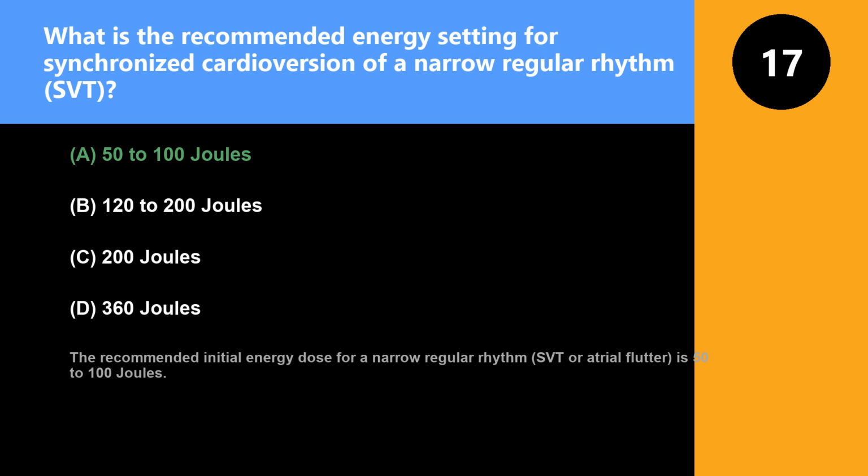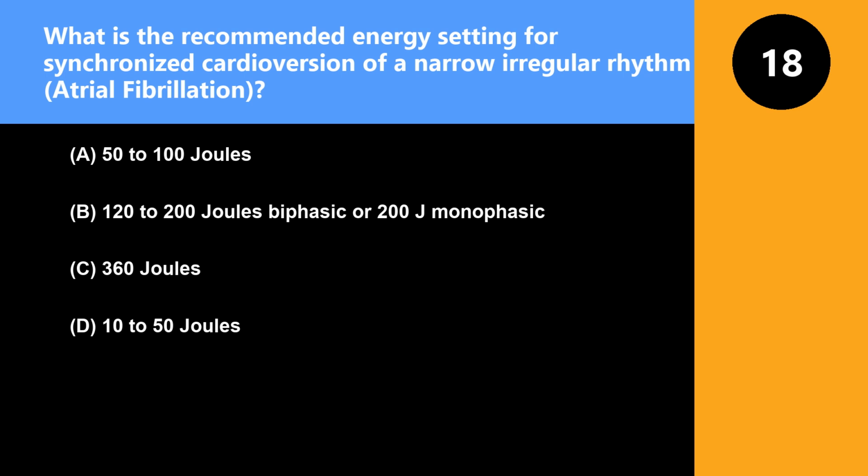The recommended initial energy dose for a narrow regular rhythm, SVT or atrial flutter, is 50 to 100 joules. Question 18. What is the recommended energy setting for synchronized cardioversion of a narrow irregular rhythm, atrial fibrillation? Option A, 50 to 100 joules. Option B, 120 to 200 joules biphasic or 200 J monophasic. Option C, 360 joules. Option D, 10 to 50 joules. The correct answer is option B, 120 to 200 joules biphasic or 200 J monophasic.